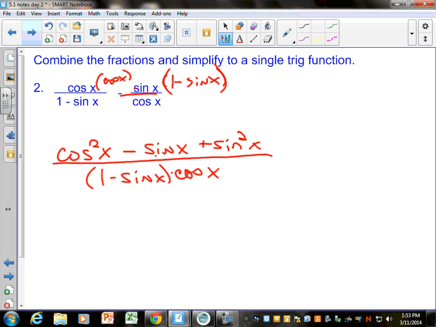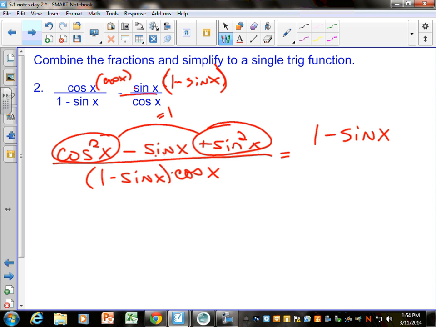If you take cosine squared of x and combine it with sine squared of x, you get 1. Addition and subtraction, you can move around, right? Could I say I know that cosine squared plus sine squared equals 1? Is that a true statement? Yeah, that would work, right? So you could rewrite that as 1 minus sine of x, because cosine squared plus sine squared equals 1.